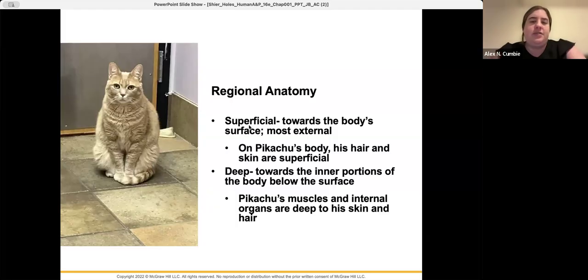These other two terms, superficial versus deep, I do want you to know them, okay? Superficial means towards the body's surface, right? Someone who is considered superficial only cares about external appearances. So this would be the most external, superficial. On Pikachu's body, his hair and his skin are superficial, from the standpoint of looking at the whole body. This could be based on a reference point as well. Then we have the opposite term, deep, towards the inner portions of the body below the surface. So underneath his superficial surface, which is his hair and his skin, Pikachu has muscles, bones, and internal organs, and we would consider those deep structures.